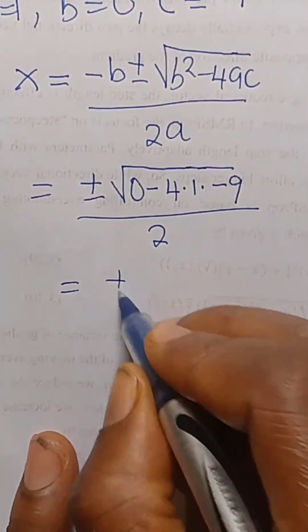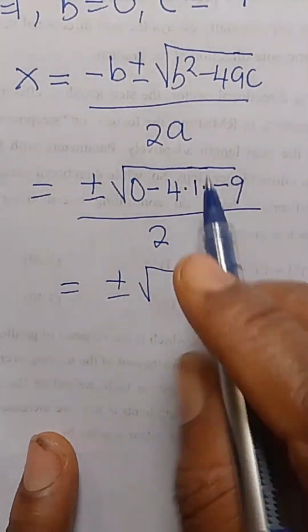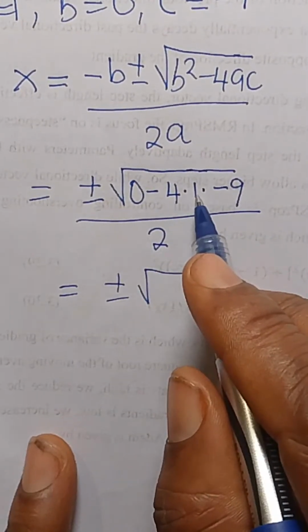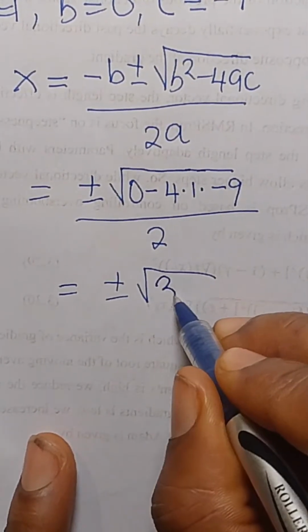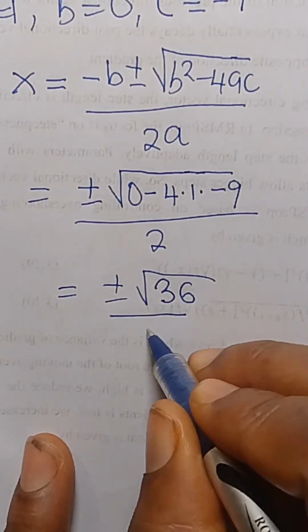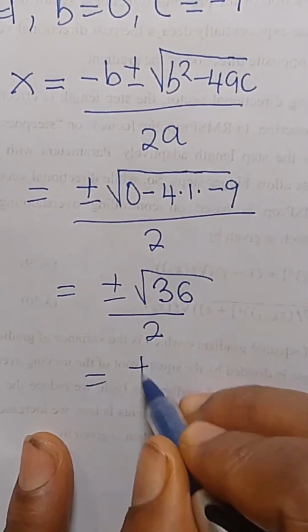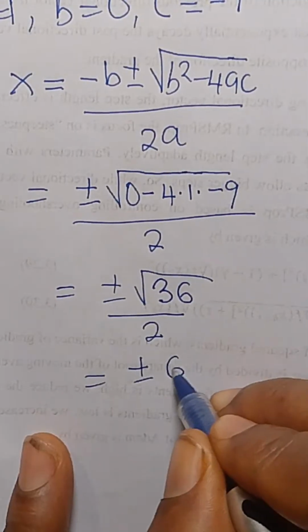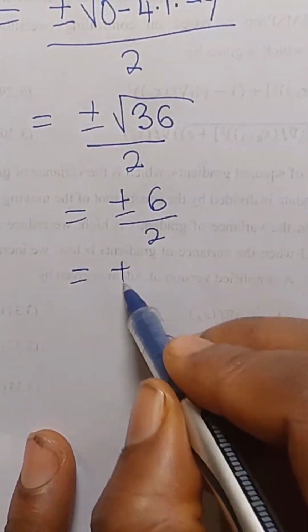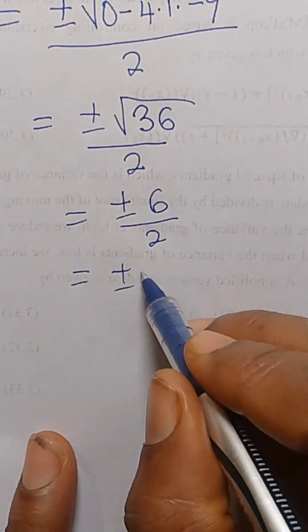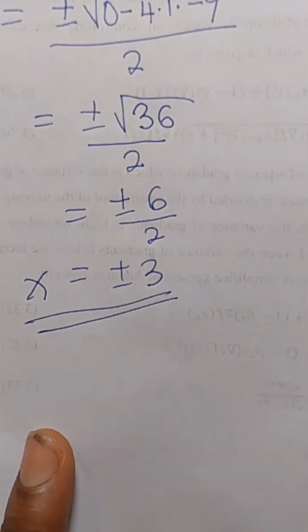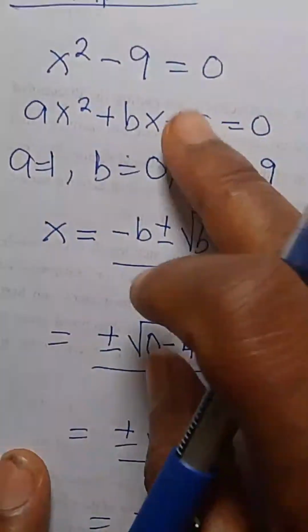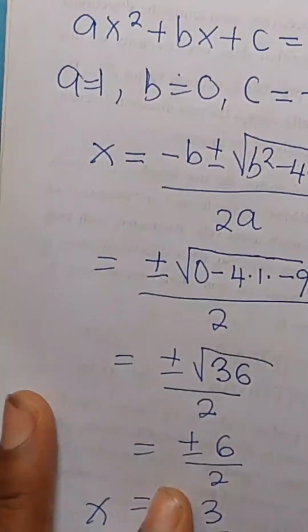So this is equals to plus or minus square root of minus 4 times 1 is minus 4, minus 4 times minus 9 is 36, all over 2. So this is equals to plus or minus square root of 36 is 6 all over 2. So this is equals to plus or minus 6 divided by 2 will give us 3. So our x is equals to plus or minus 3. That is how you solve this question using quadratic formula. You have plus or minus 3.